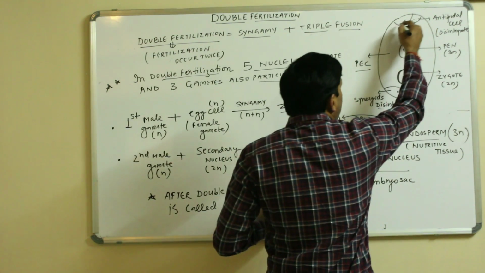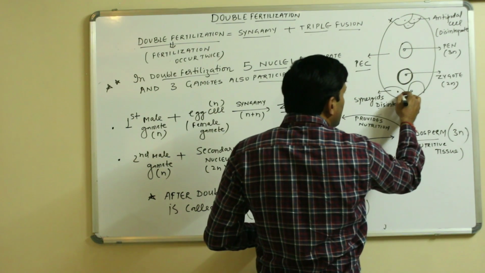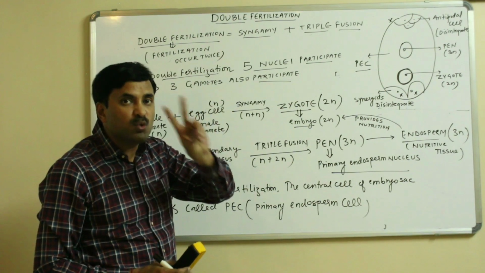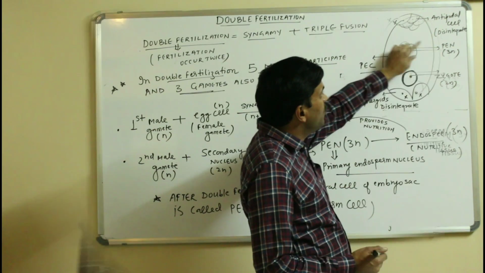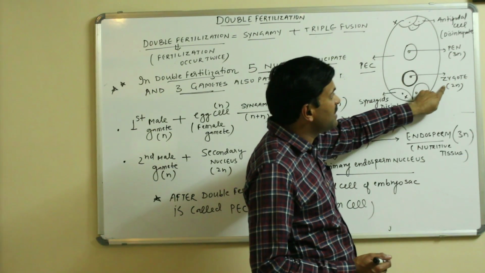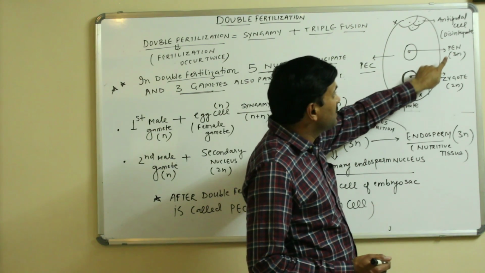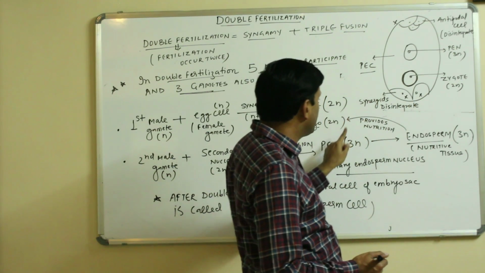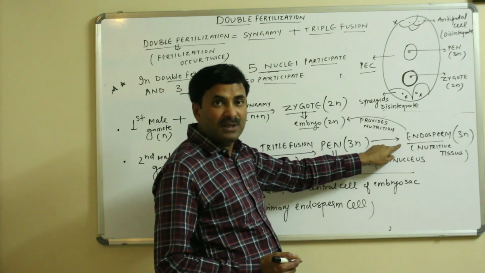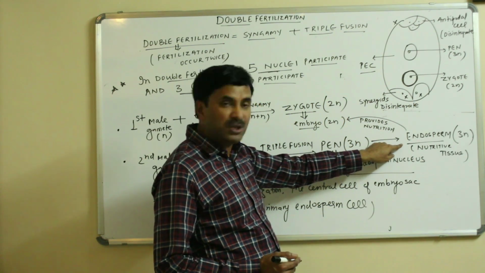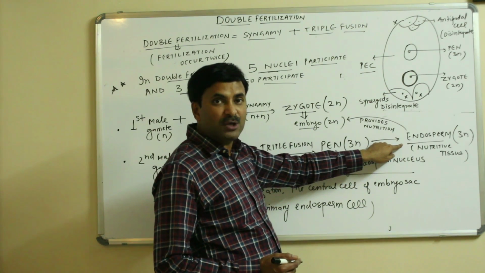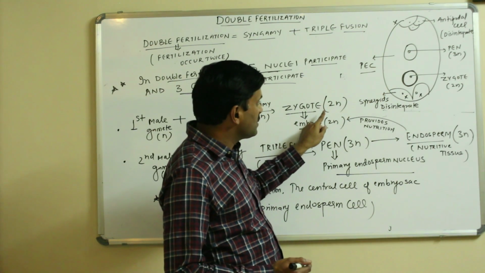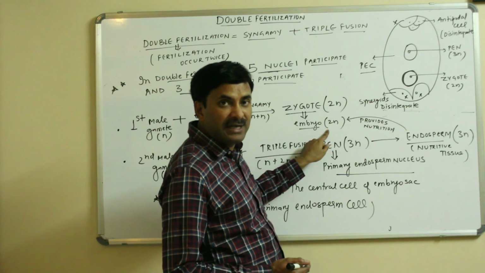Okay, so the antipodal cells degenerate, the synergids degenerate, means after fertilization only two components are present. One is the PEN and another is the zygote. This PEN, the primary endosperm nucleus, will later form the endosperm, and this endosperm is a nutritive tissue which will give nutrition to the developing embryo, and this zygote will form the embryo later.